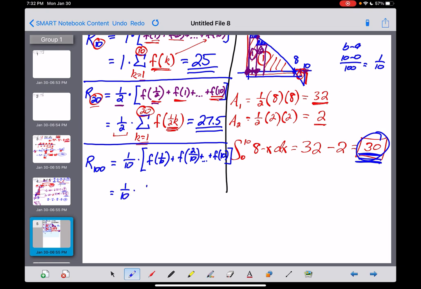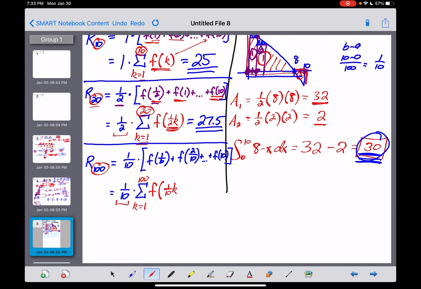1/10 multiplied by, and we're going to do a summation now. We'll start this again at k equals 1. We're doing 100 rectangles. So there's 100 up there on the top. And the function itself is going to be f of, you always multiply your delta x times your k. So that's going to be a 1/10 k. And let's see if it works.